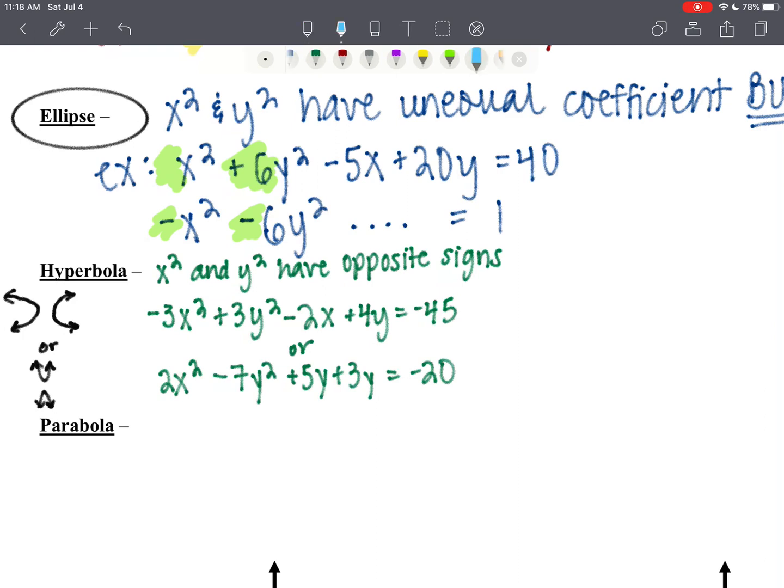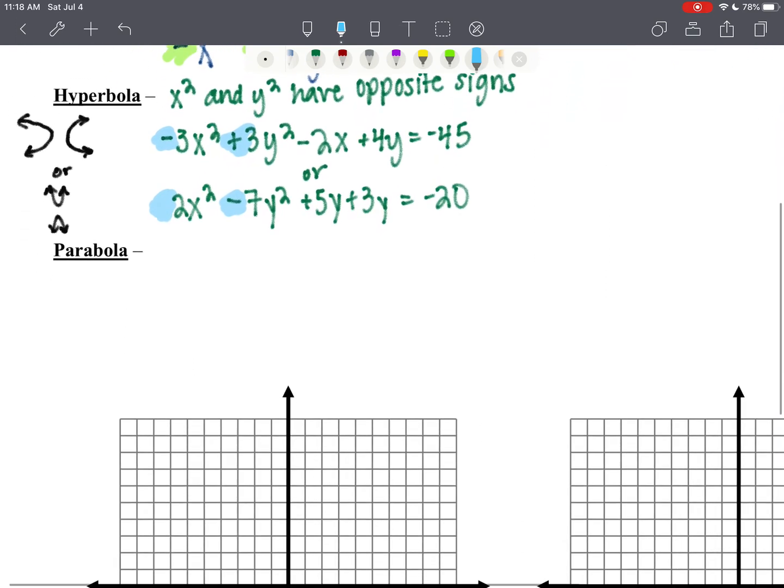And what makes them examples of hyperbolas is one of the quadratic terms is negative and the other one is positive. Same thing here. The x squared is positive, but the y squared in this situation is negative. The numerical coefficient does not matter. It's all about the signs for the hyperbola.